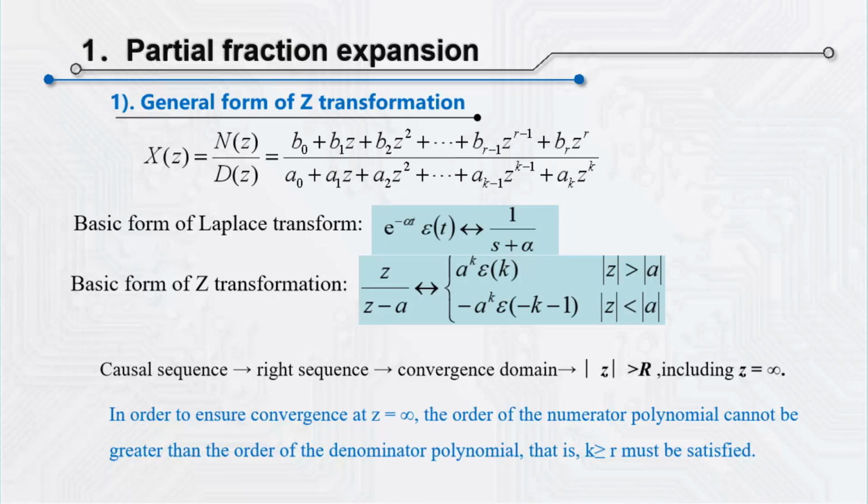Then let's compare. We are familiar with the form of the transformation. This is about causal sequences and anti-causal sequences. In the case of different convergence domains, the corresponding expression of the transformation is z over z minus a. If the same partial fraction expansion method is used, we decompose by the method of seeking coefficients.